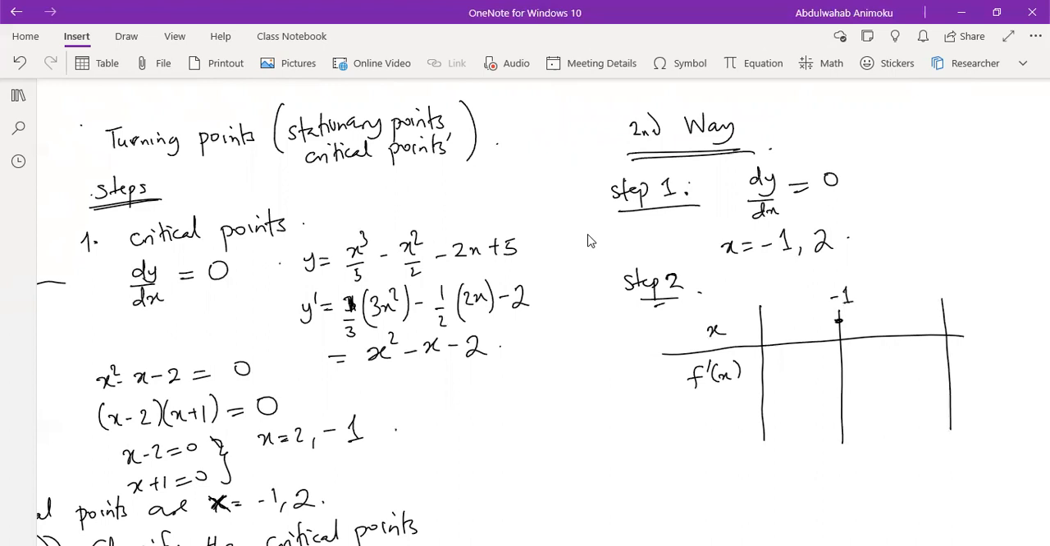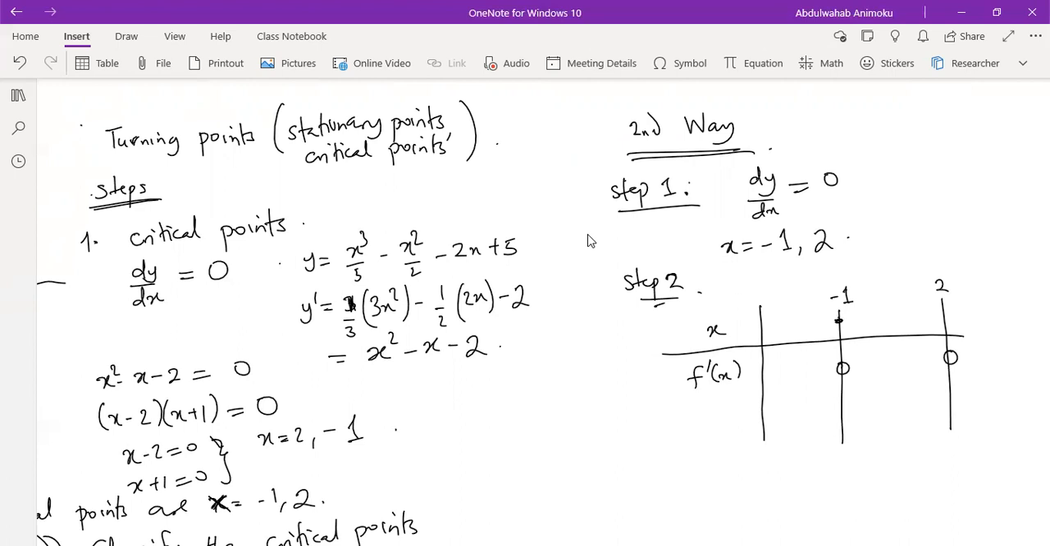Arrange it in terms of how the ordering is when you look at it from the real line perspective. So minus 1 comes before 2. So we put minus 1 here and 2 here. We know that the derivative at these points, that is how we got them in the first place, is 0. We know the first derivative at x equal to minus 1 and 2 is 0.